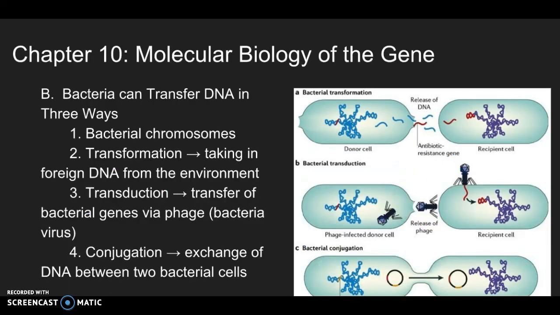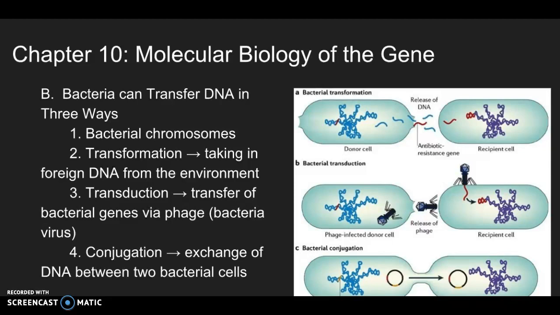Now there are three different ways in which bacteria can transfer DNA. The first one is through bacterial chromosomes, which we have here. The second is through transduction, which is the transfer of bacterial genes through a phage, and this can be seen here. And we also have transformation, which is whenever you take in foreign DNA from the environment.